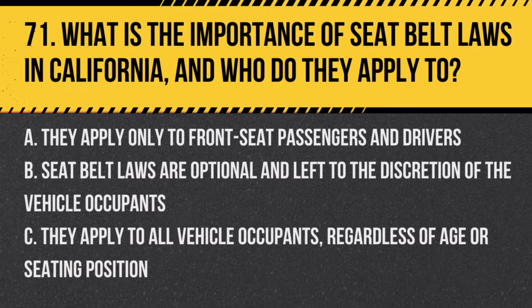Question 71. What is the importance of seatbelt laws in California, and who do they apply to? A. They apply only to front seat passengers and drivers. B. Seatbelt laws are optional and left to the discretion of the vehicle occupants. C. They apply to all vehicle occupants, regardless of age or seating position.